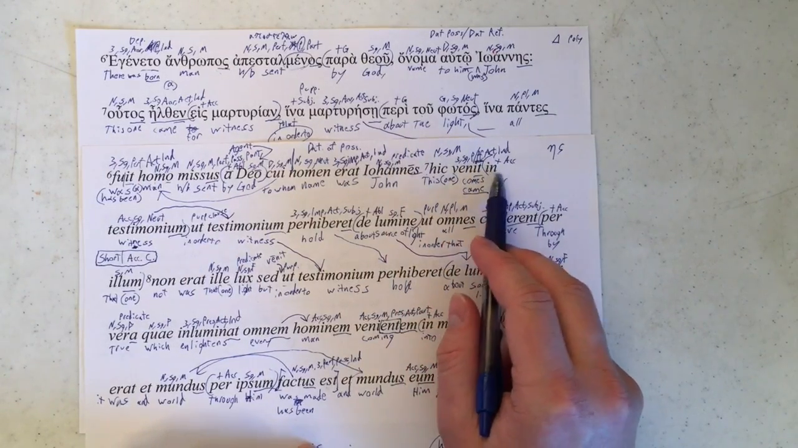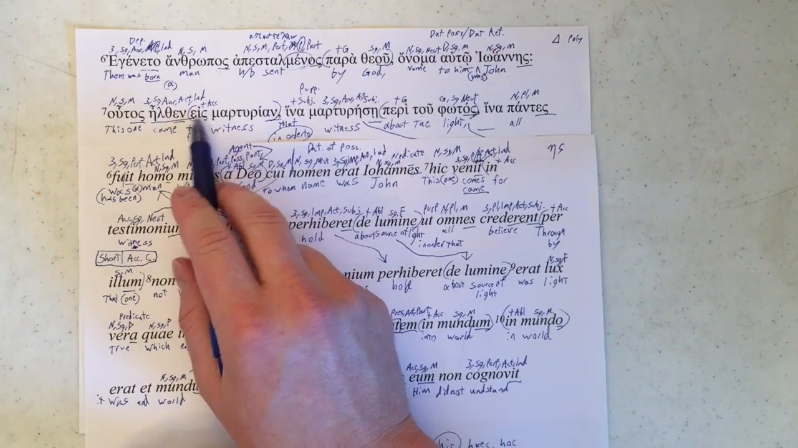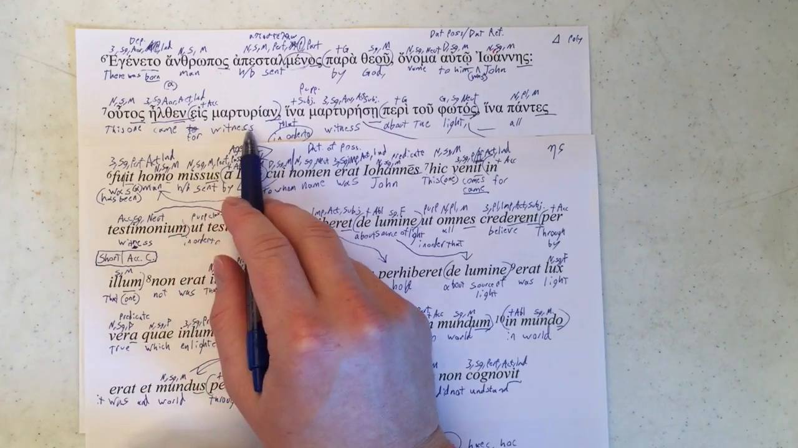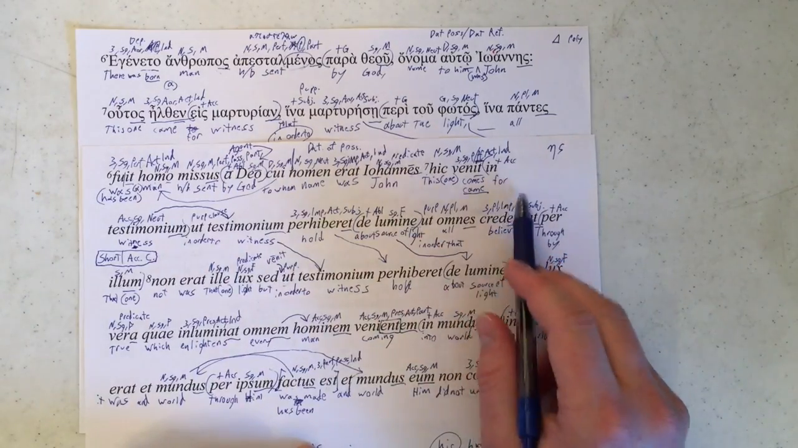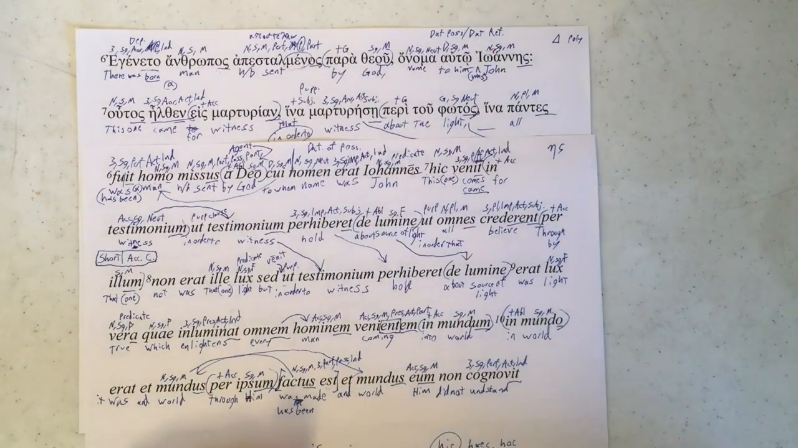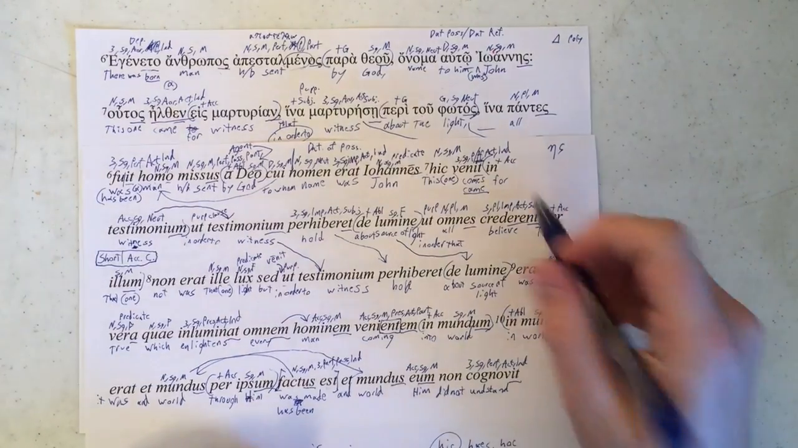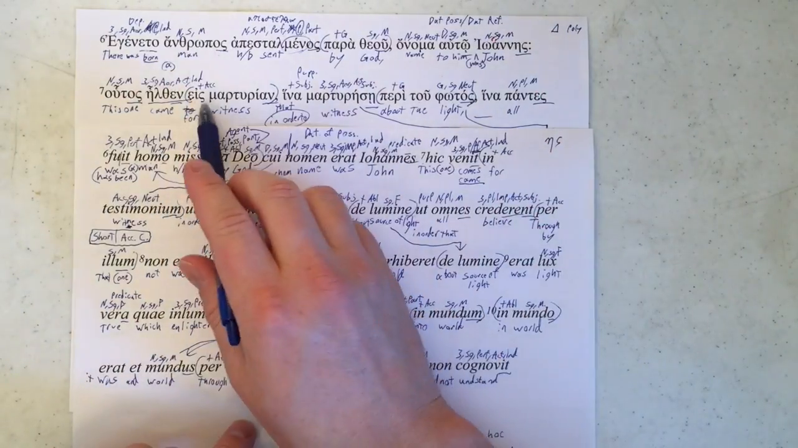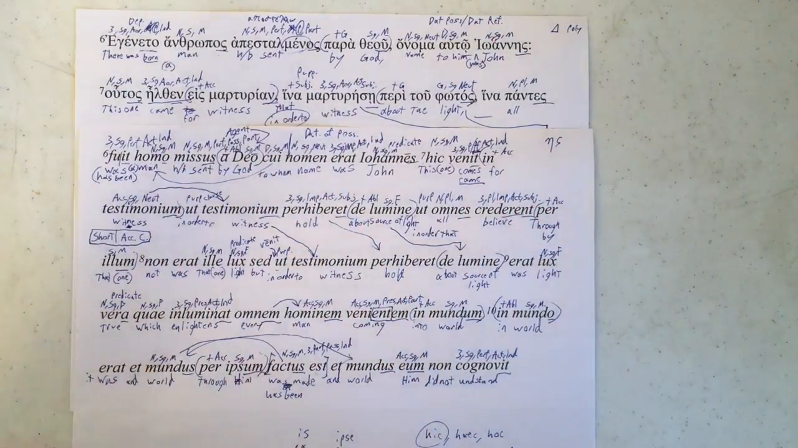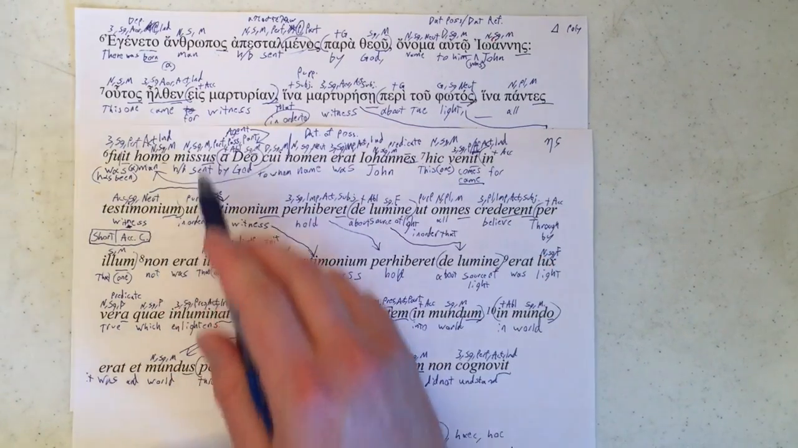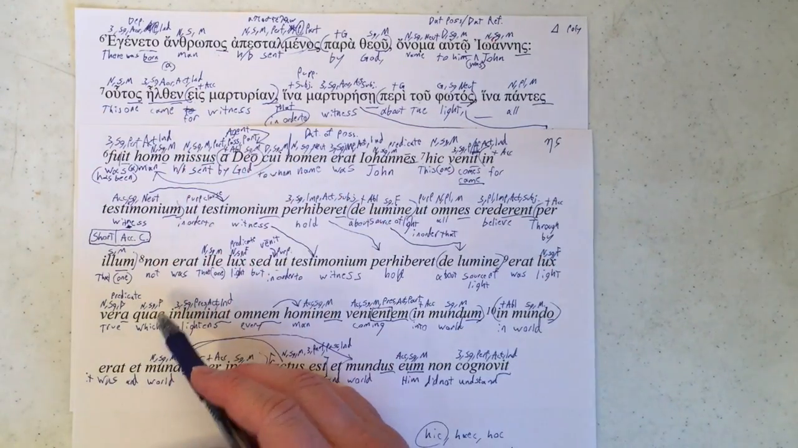And then we have our very interesting use of eis to show purpose for a witness. And we've got the same use for a witness in Latin, and I'm not aware of how common this use is in the Latin, let alone in the Greek, so I can't really comment on that. Suffice it to say that the two match. We've got in plus the accusative here, eis plus the accusative here.